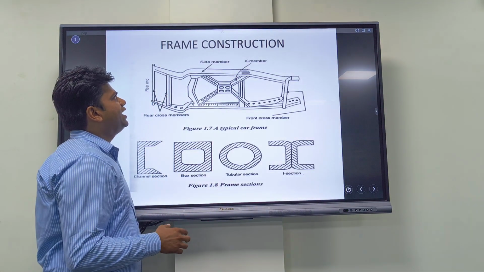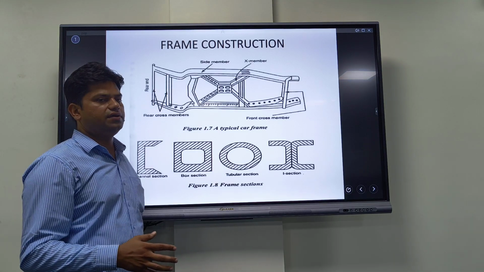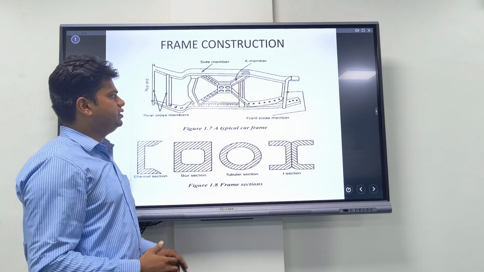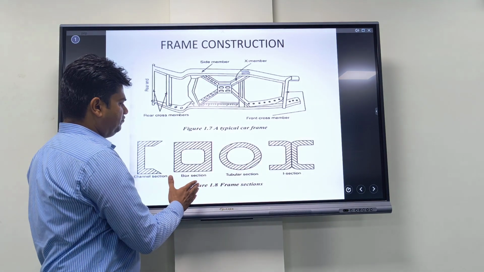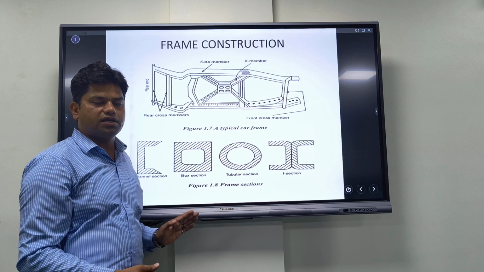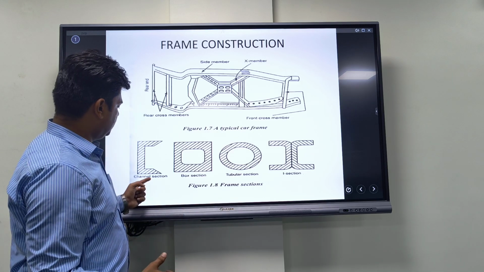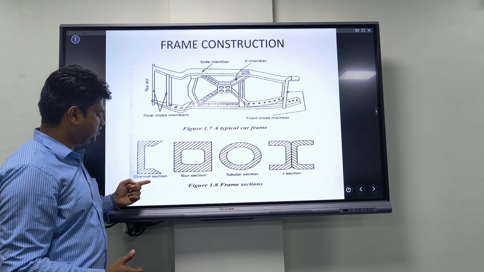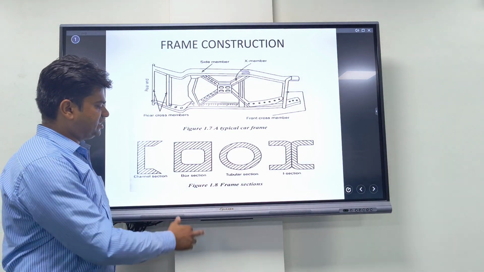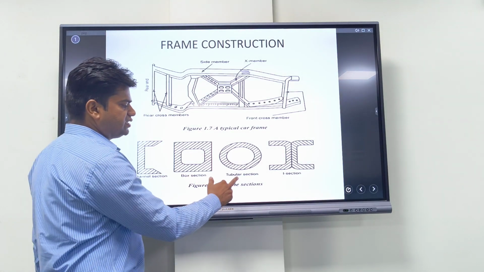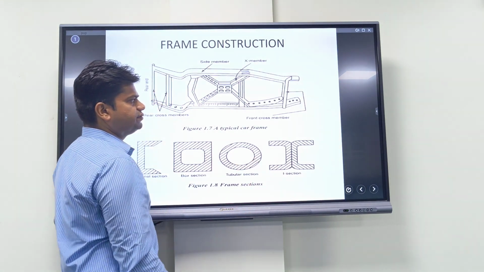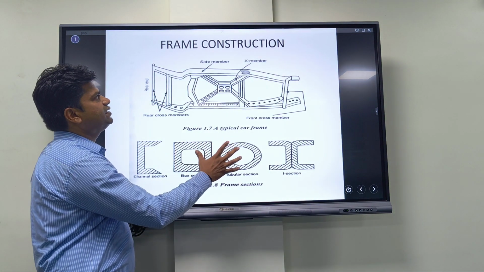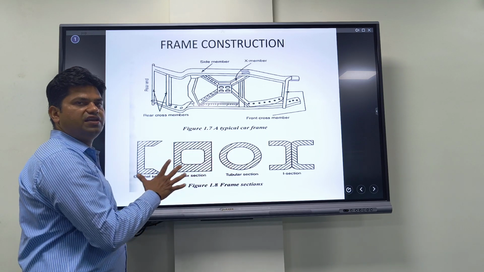The next slide is frame construction. This is the frame construction, and these four are the different cross sections of the frame construction. The first section is channel section, the second section is box section, the third section is tubular section, and the fourth one is I section. This is the basic frame construction with different cross sections.